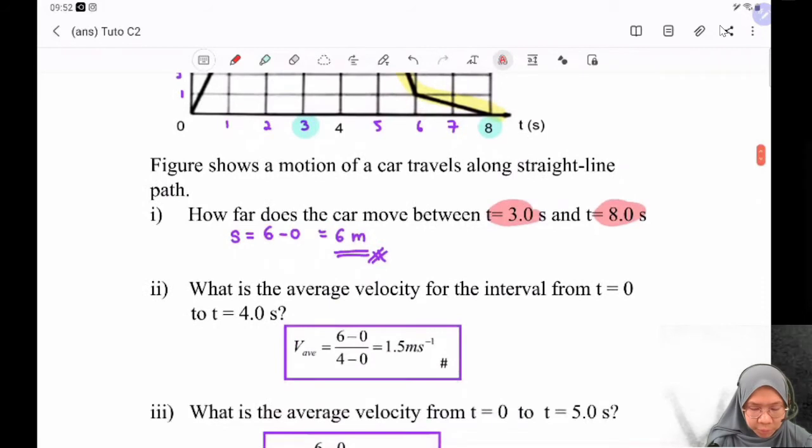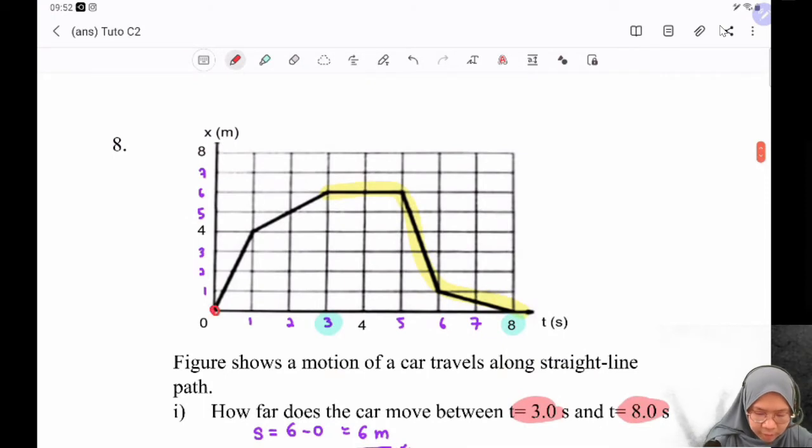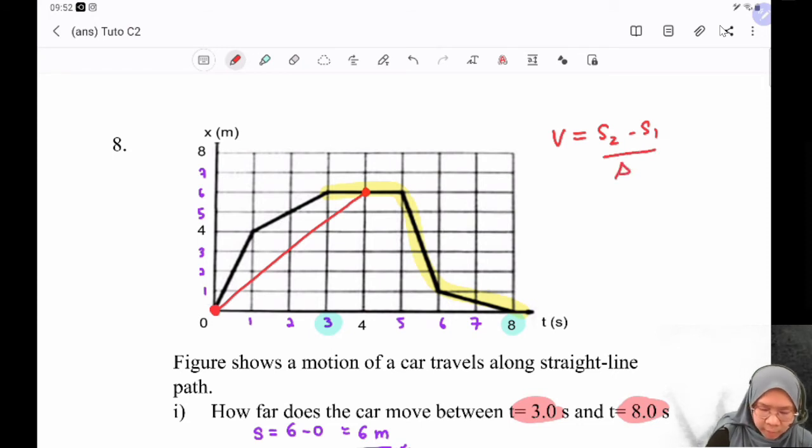Right, so number 2. What is the average velocity for the interval 0 to 4 second? Okay, kalau kita tengok sini. Sini adalah 0, sini adalah 4 second. Dia tanya velocity. Okay, so velocity sama dengan S2 minus S1 over dengan time taken. So, time taken yang diberi adalah 4. S2 adalah bila awak baca di sini dia adalah 6. And then pada sini adalah 0. So, 6 over 4. Okay, so the answer is 1.5 meter per second.